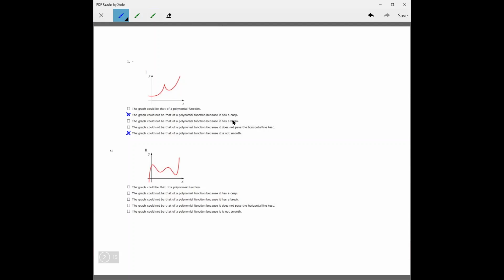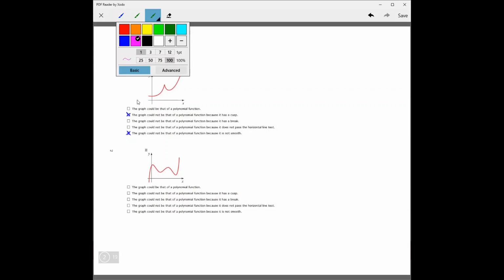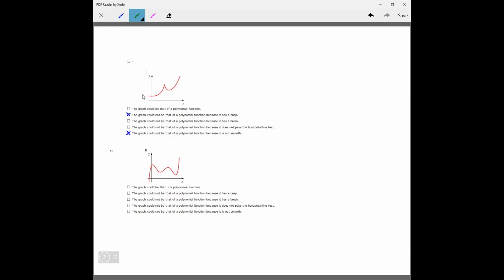Okay, you also can't have a break. This horizontal line test doesn't make any sense because it doesn't have to satisfy the horizontal line test to be a polynomial function. You can have polynomial functions that don't satisfy the horizontal line test. Okay, let's look at number 2, the second part.